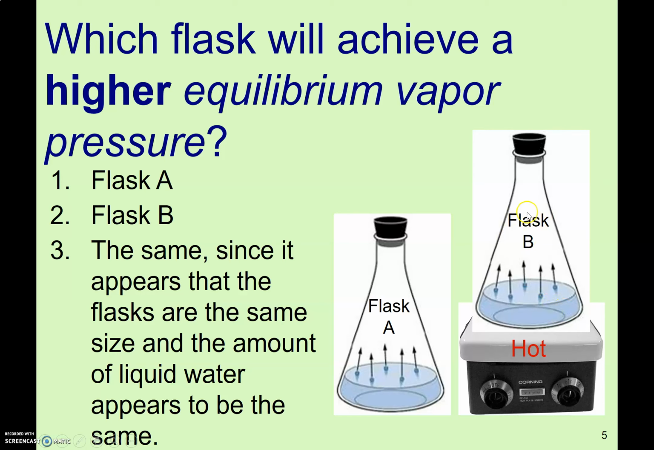So you'll have more gas particles in the gas form, which will hit the side of the flask and create pressure. Whereas in the colder flask, or the room temperature flask in this case, fewer of the molecules will be able to escape and turn into a gas. So you'll have fewer gas particles in the flask, and therefore fewer gas particles hitting the sides of the flask.